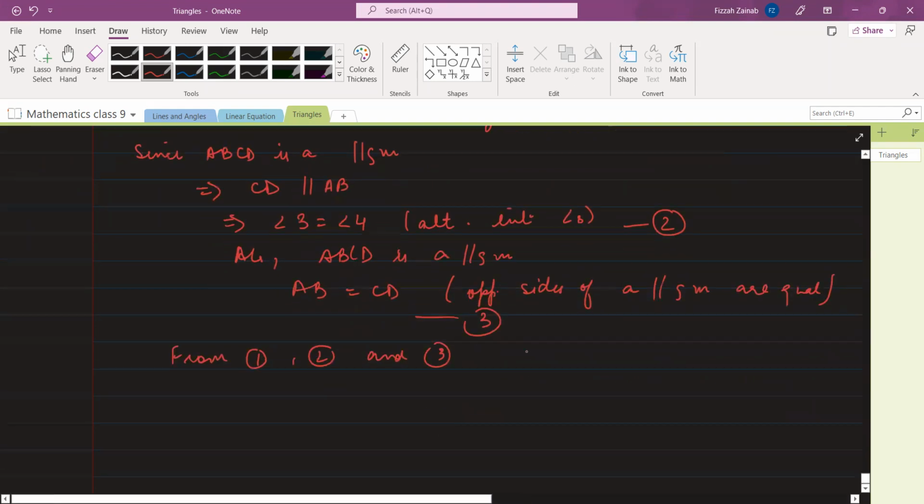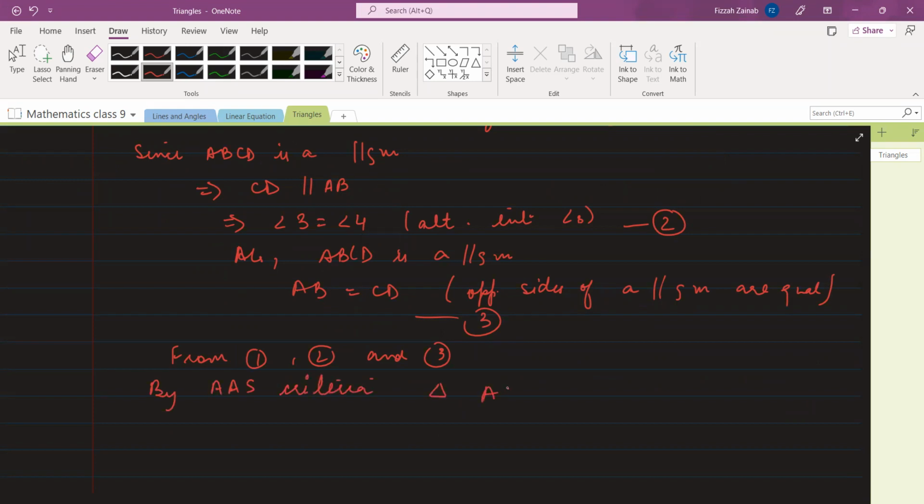So, AAS criteria. By AAS criteria, triangle APB is congruent to triangle CQD. So this is the first part we have proved.